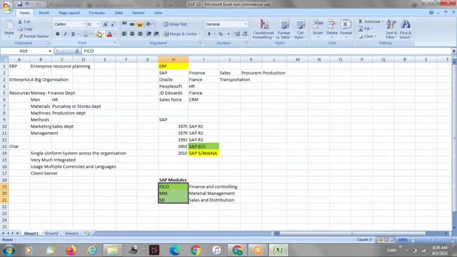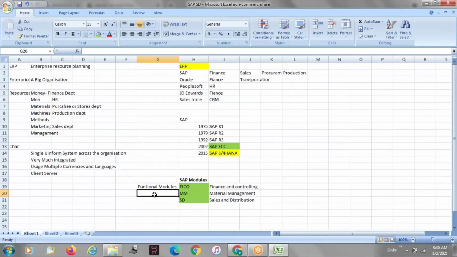Apart from this, all these are called functional modules. I'll explain that: we call them functional modules because we are all functional consultants. Apart from this, we have other modules like production planning.